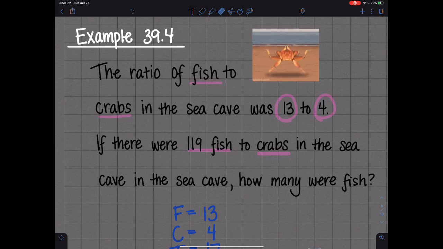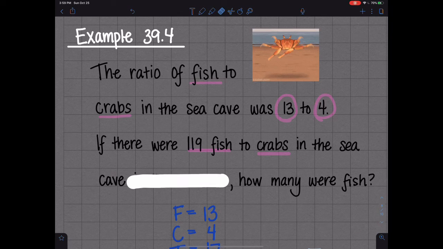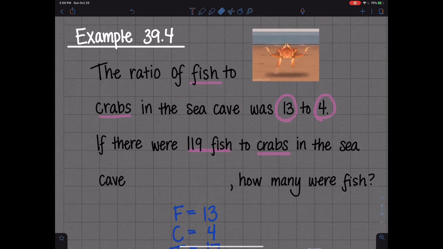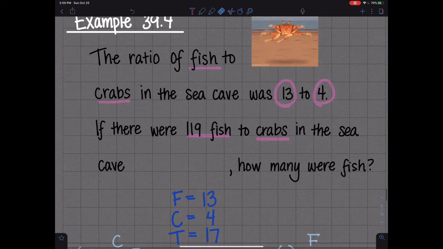Oh, did you see that I did that? In the sea cave. All right, we'll just get rid of that. How many were fish? Did I write that?